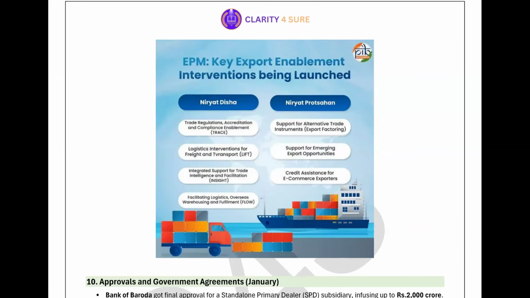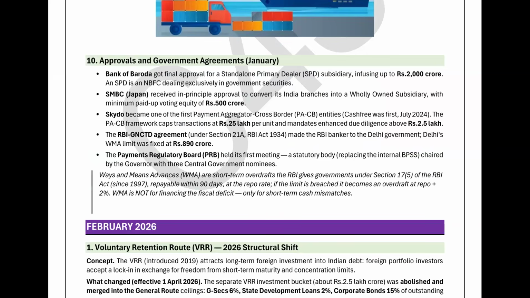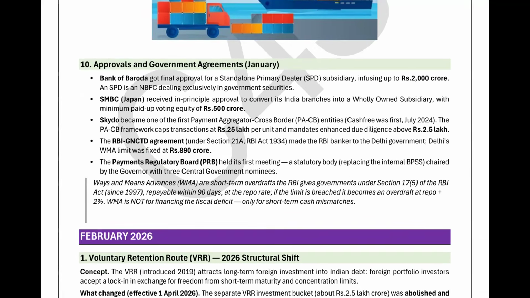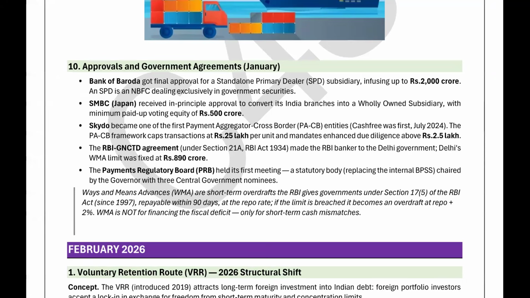Okay. Now the 10th circular news, which is about approval and government agreements. Please try to understand. It is easy, one line. Bank of Baroda got the final approval for its standalone primary dealer, that is SPD subsidiary, infusing up to rupees 2000 crore.